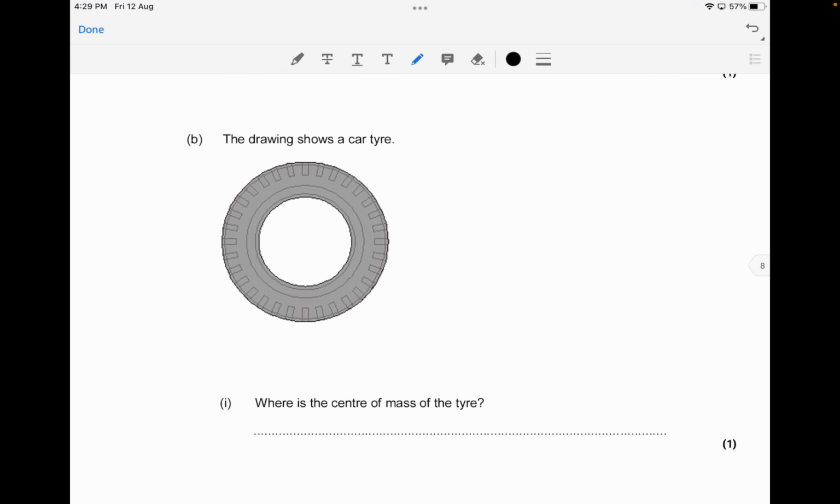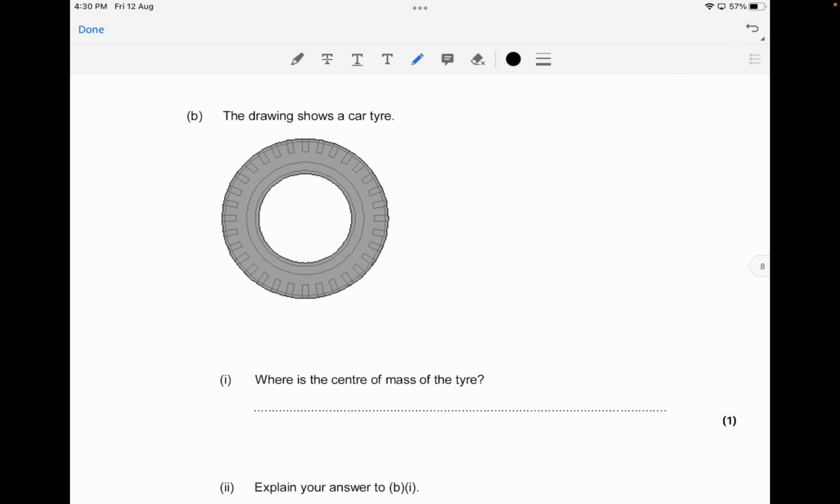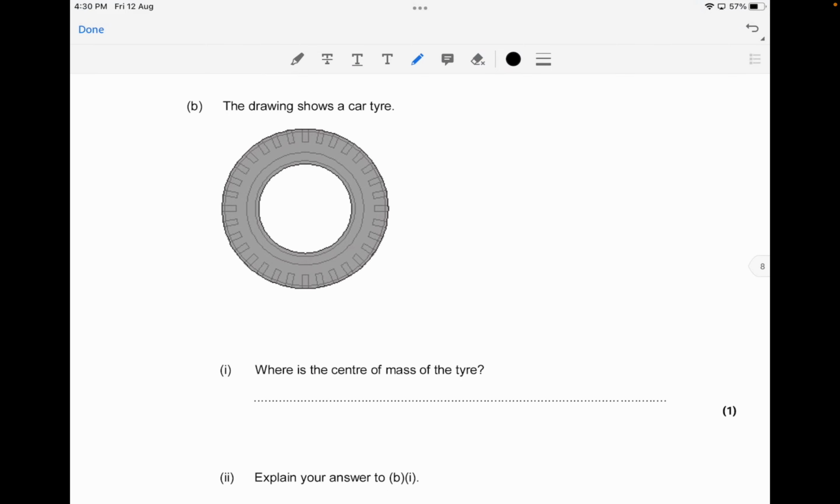The drawing shows a car tire. Where is the center of mass of the tire? So it's approximately somewhere at the center of the tire itself. So you're going to say it's at the center of the tire. That's going to be your answer for 1 mark.